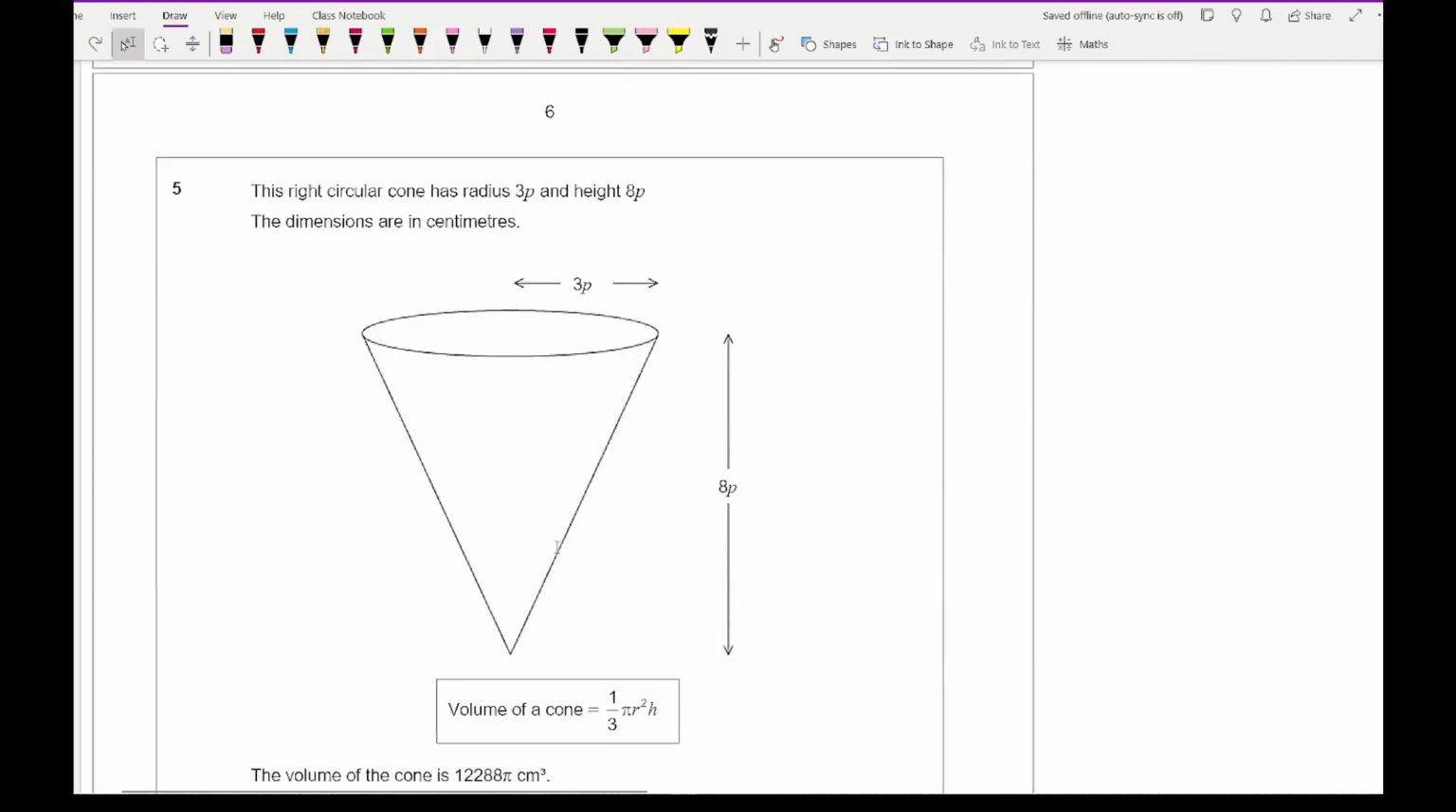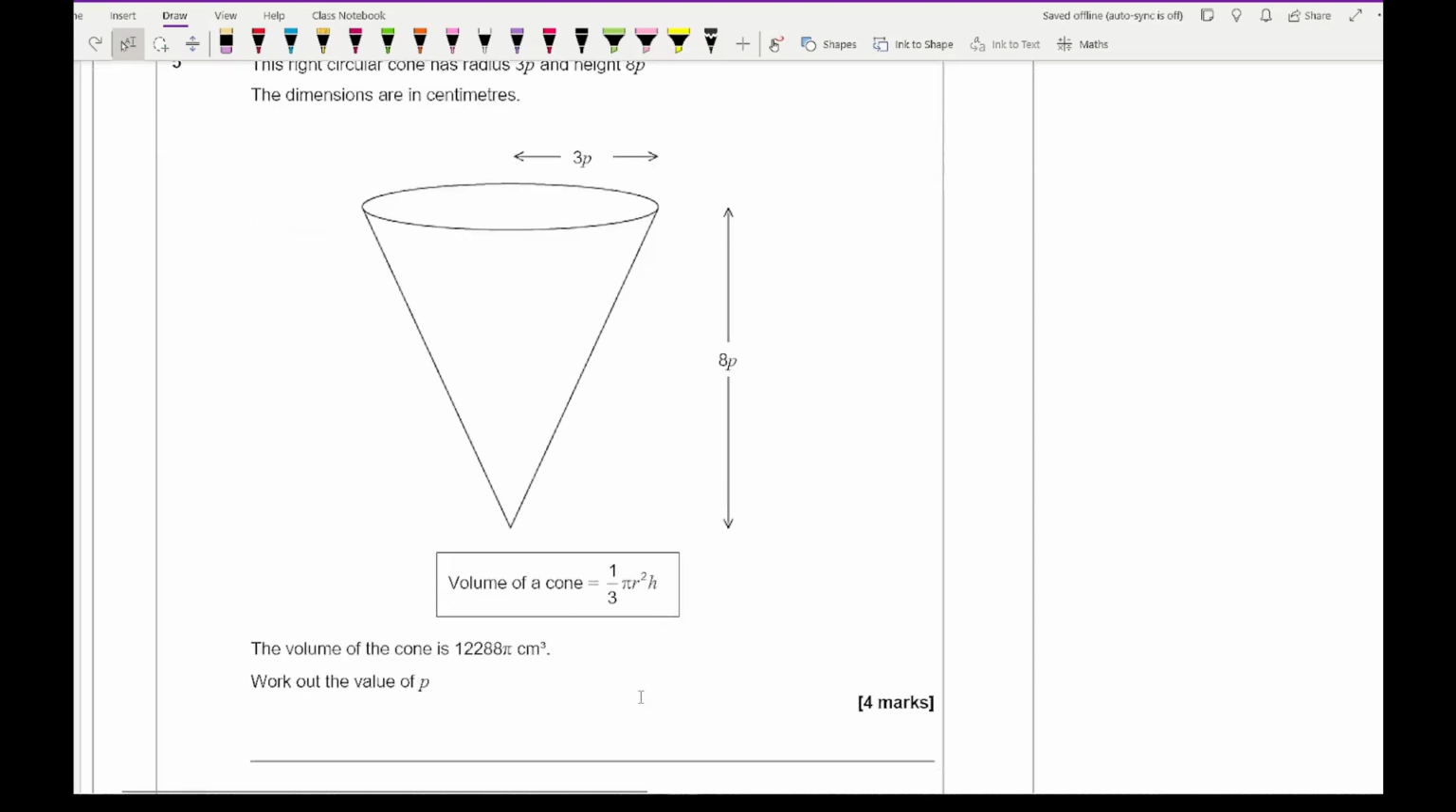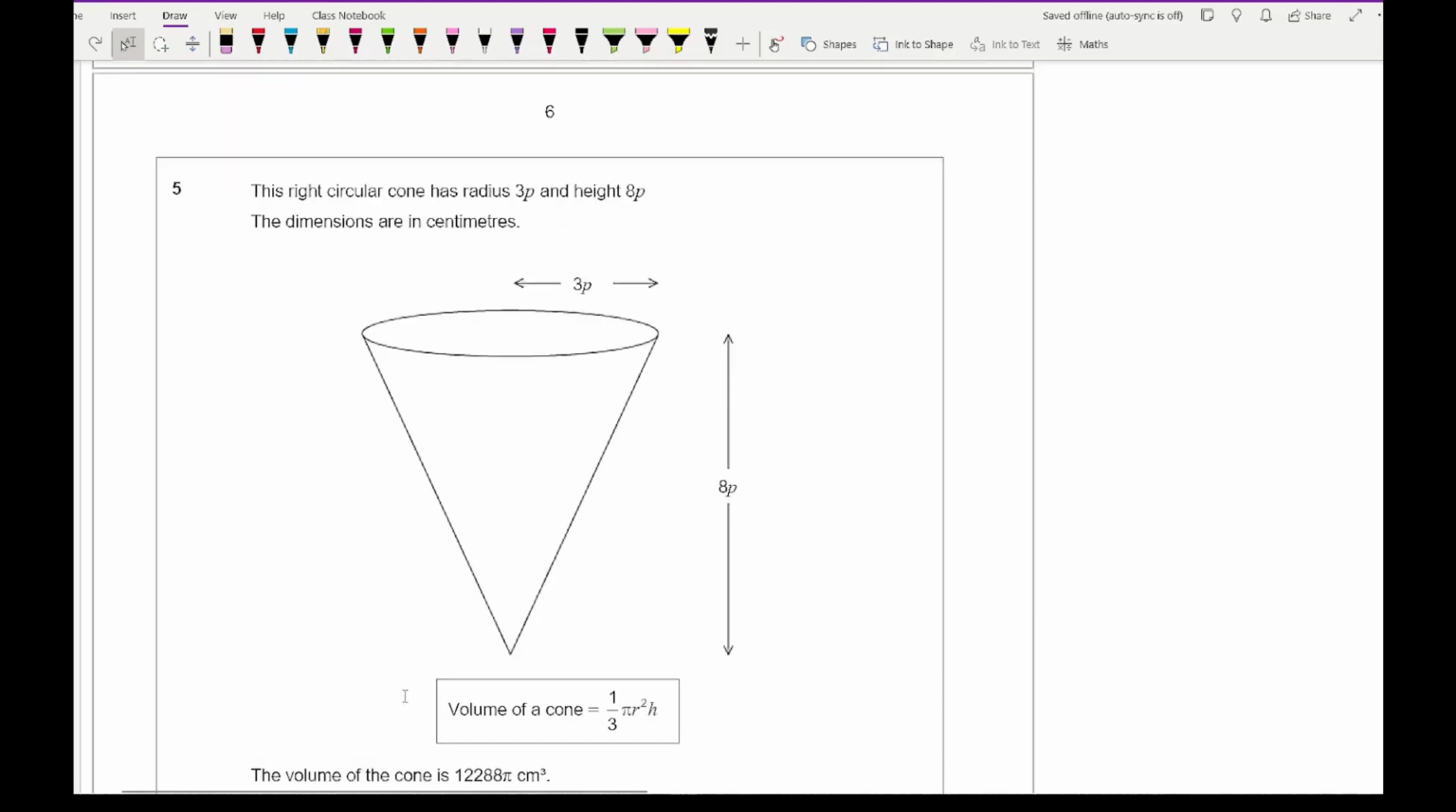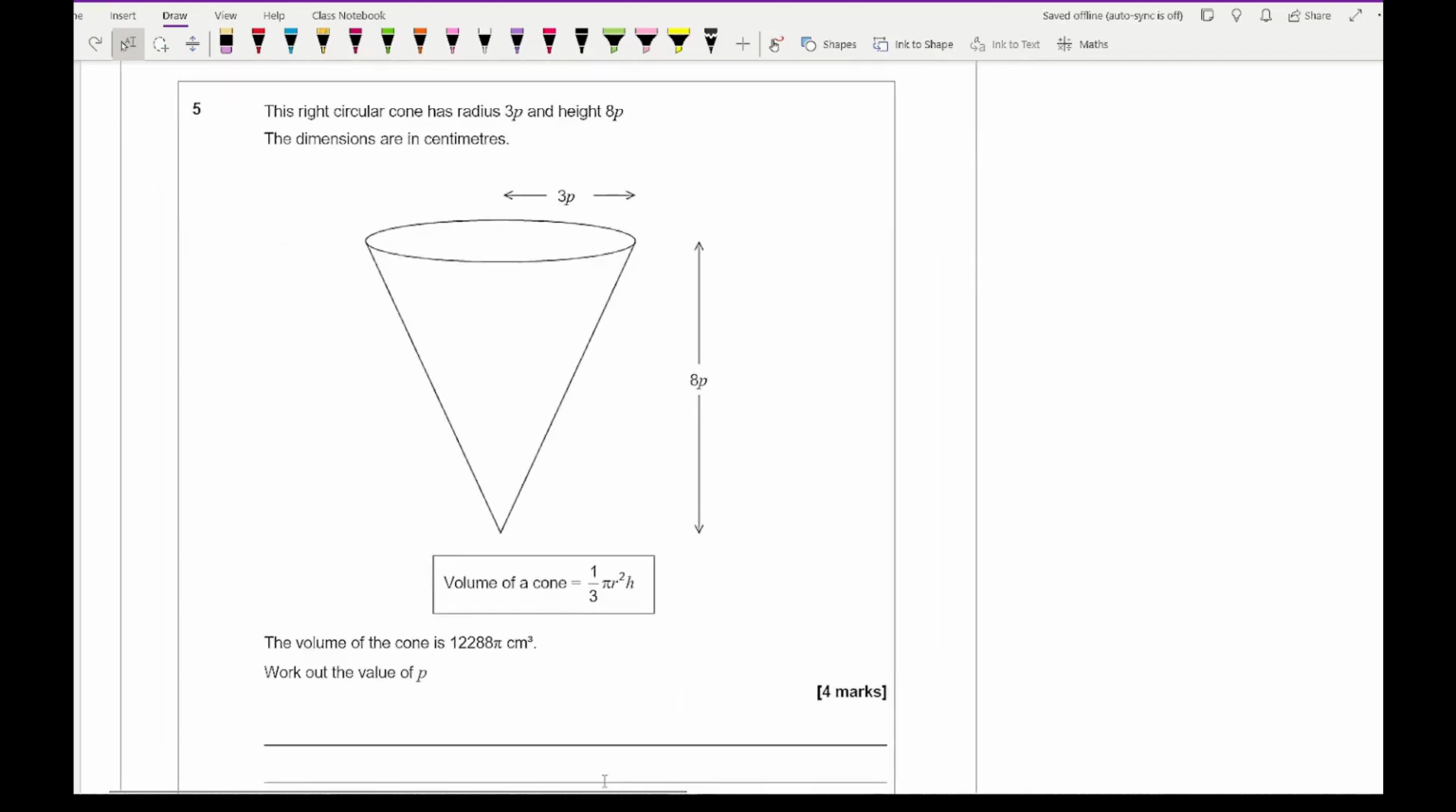Moving on to question 5, it says that this right circular cone has a radius of 3p and a height of 8p. The dimensions are in centimetres. It gives me the volume of a cone, and it says the volume of the cone is 12,288 pi cubic centimetres. Work out the value of p. So let me just zoom out so we can see all of this.